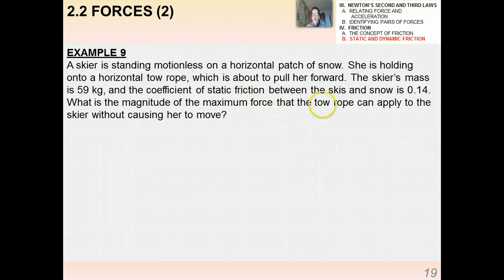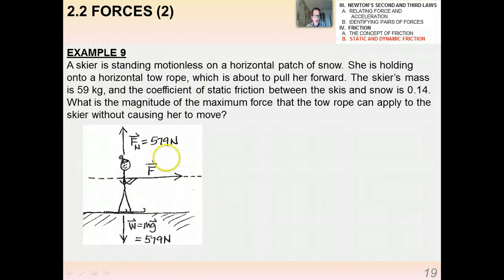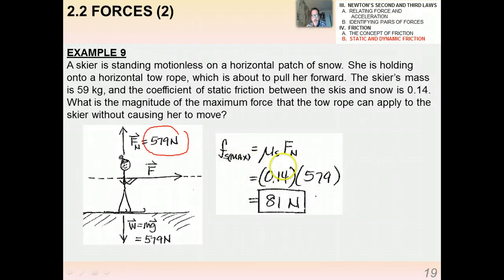Okay, what's the magnitude of the maximum force that the tow rope can apply to the skier without causing her to move? Well, that's the maximum value of mu sub s times her normal force. So here's a diagram, kind of a free body diagram. Her normal force is 579 newtons, so F sub s max is going to be 81 newtons in this case.